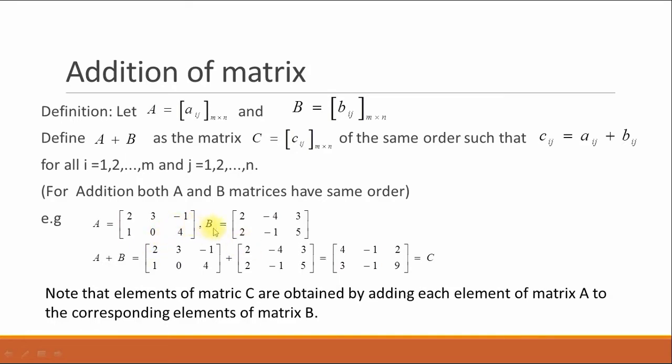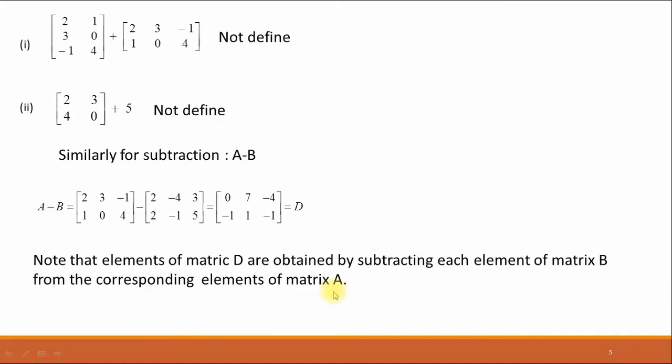So 2 plus 2 is equal to 4. 3 plus minus 4, we get minus 1, and minus 1 plus 3 is equal to 2. 1 plus 2 is equal to 3. 0 plus minus 1 is equal to minus 1, and 4 plus 5 is equal to 9. So note that the elements of the resultant matrix C are obtained by adding each element of matrix A to the corresponding element of matrix B.